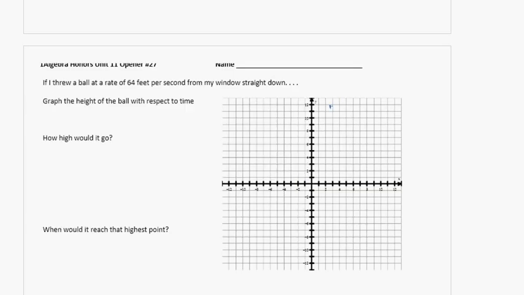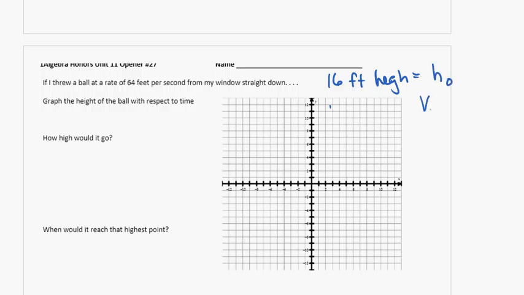Opener 27. If I throw a ball at a rate of 64 feet per second from my window straight down, so I'm exerting a strong force on this. I'm whipping it straight down from my window at 64 feet per second. And remember, we assumed my window was 16 feet high, which we referred to as our h sub 0.